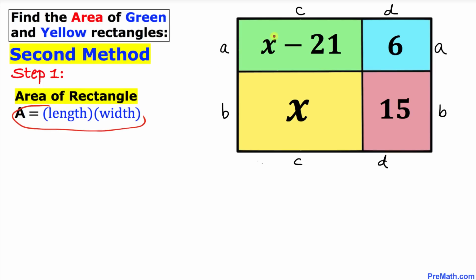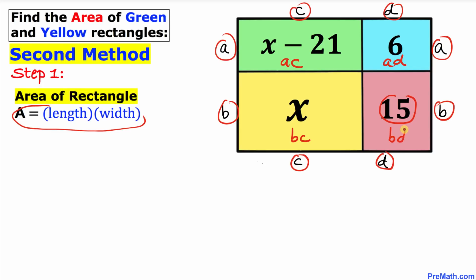So the area of this green rectangle is going to become A times C. I can write AC. Likewise, for this blue rectangle, the area is going to become A times D. Let me go ahead and write down A times D. Likewise, the area of this yellow rectangle is going to become B times C. Let's write down B times C. And finally, for this red rectangle it is going to become B times D. Let me write down B times D.